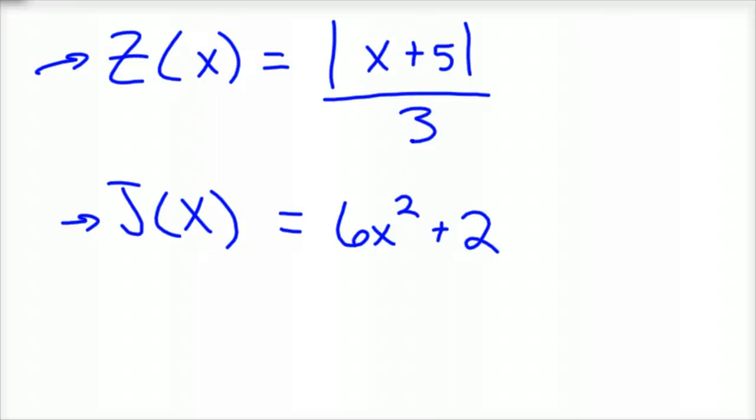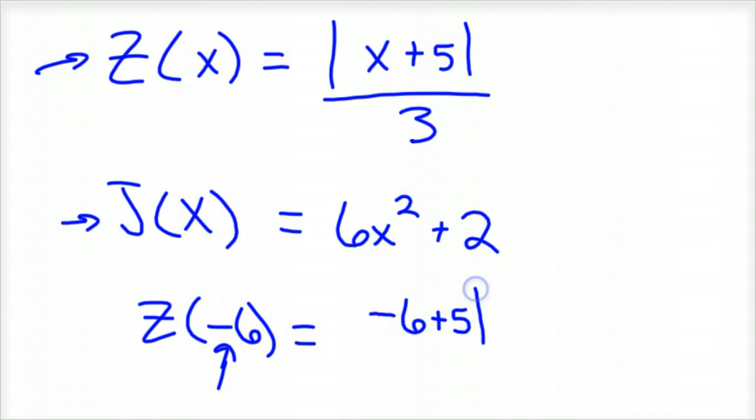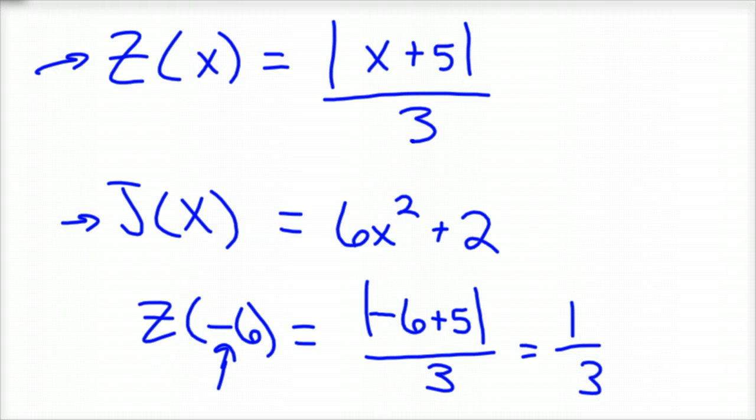So maybe I want Z at the value of -6. Well, Z at the value of -6 tells me to go to the Z function and plug in -6 wherever there's an X. So the absolute value of -6 plus 5, divided by 3. Well, -6 plus 5 is -1. The absolute value of that is +1. And so it would be 1/3.